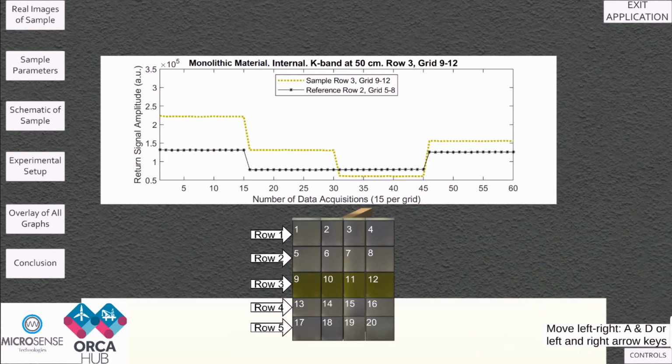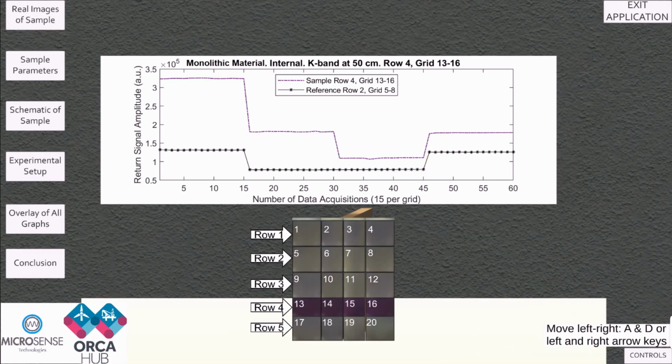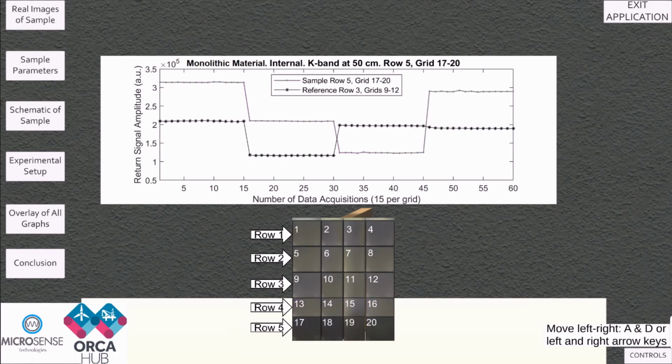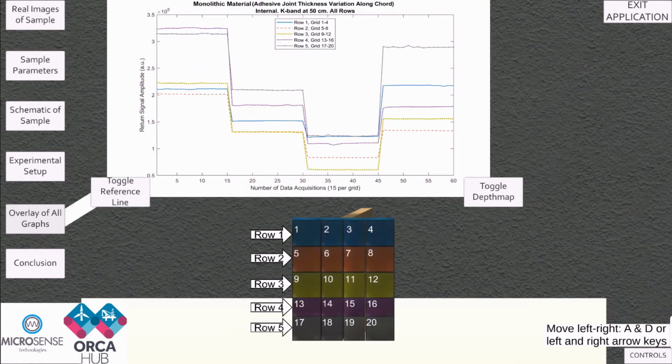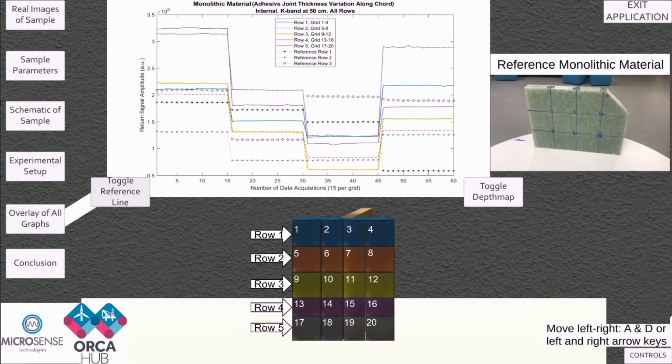By clicking on each row on the 3D model, the data collected at 50 cm is presented graphically alongside the return signal amplitude from the reference sample. The user can then select the Overlay All Graphs button where the relevant graph is presented with the data overlaid. There is also the option to overlay the reference signal onto this graph.